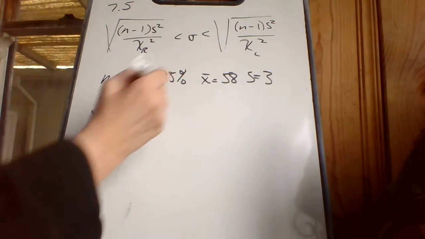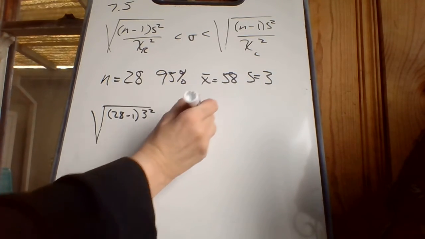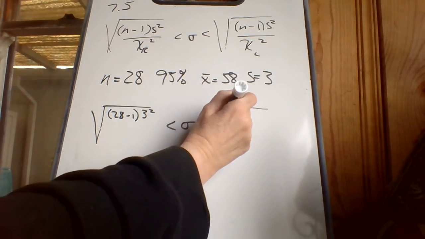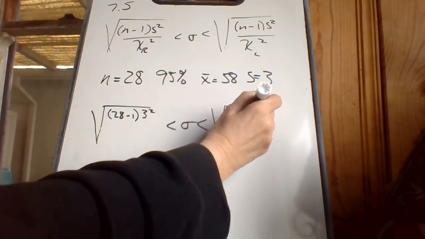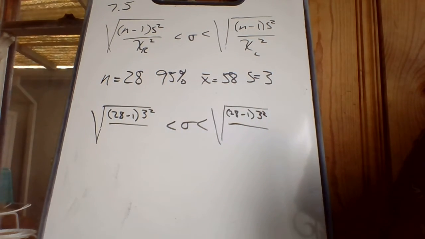S squared, S is 3. And these exact same numbers go into this numerator. Okay, I'm going to be working this problem. I'm going to need to go to the chart. All right, so I look at n. It says 28. I subtract 1 from it and go down to 27. That's the line I'm going to use.